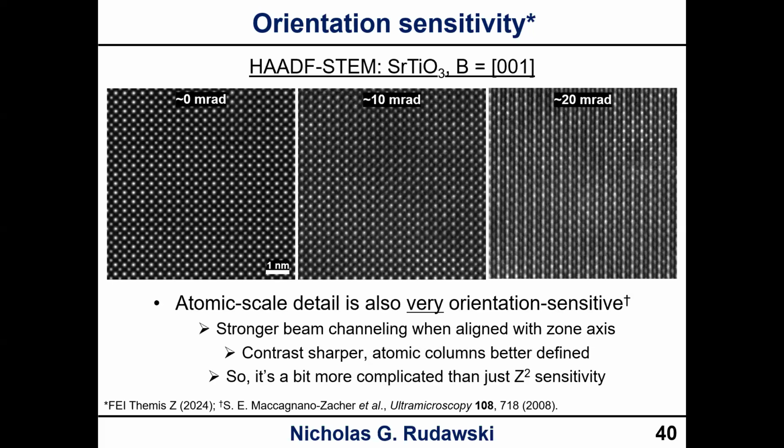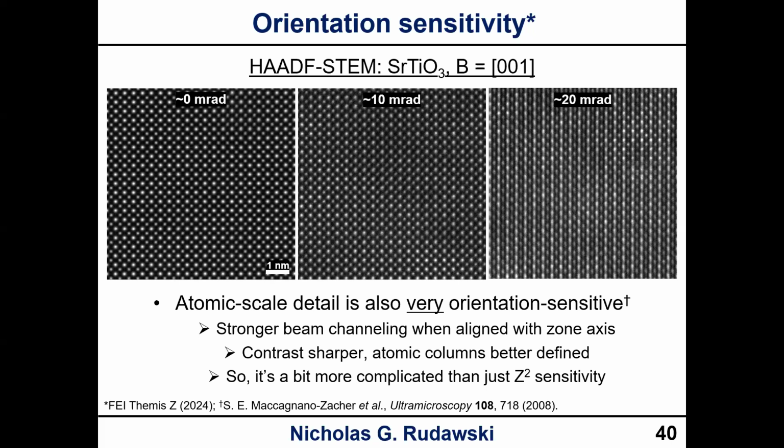Atomic scale detail is also very orientation sensitive. We get stronger channeling of the beam when it's aligned with the zone axis. We see sharper contrast with better defined columns. And so the point is that we talk about the Z-squared sensitivity of HAADF, but it's more than that. We also have to account for how the beam travels through the sample, and that's where we have to account for the channeling.